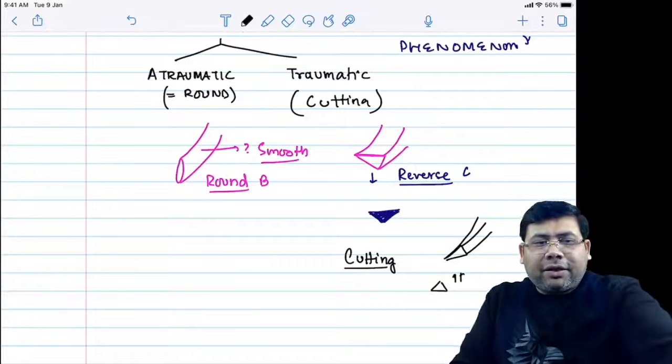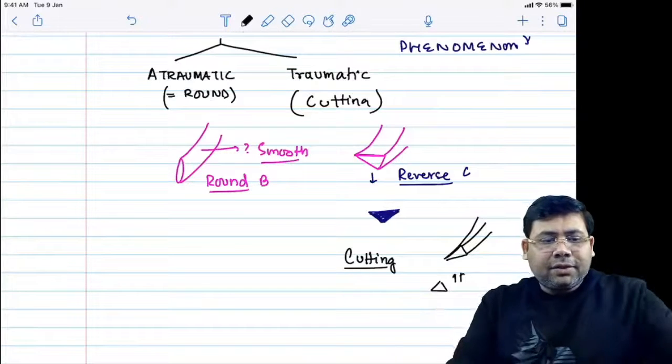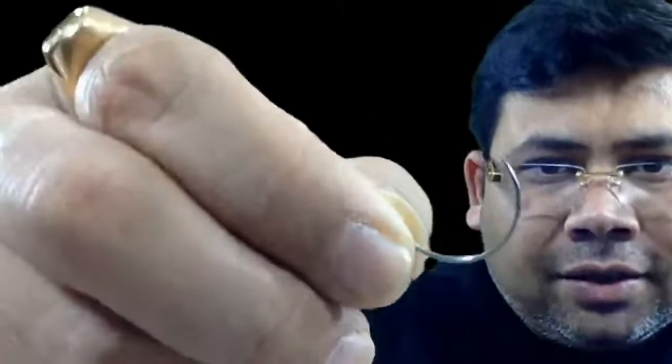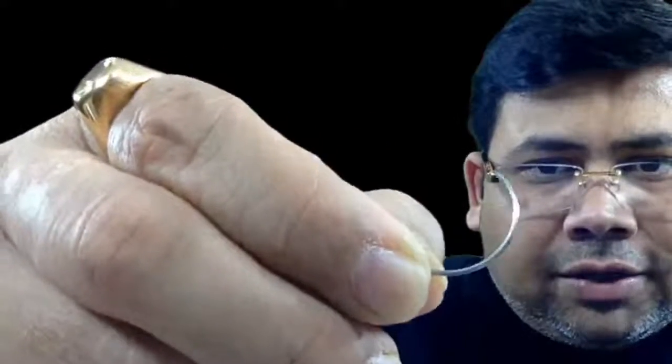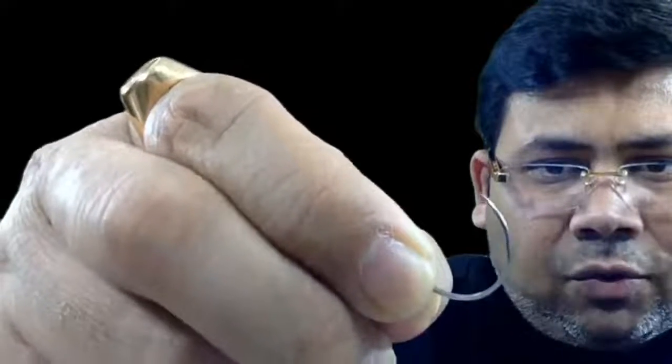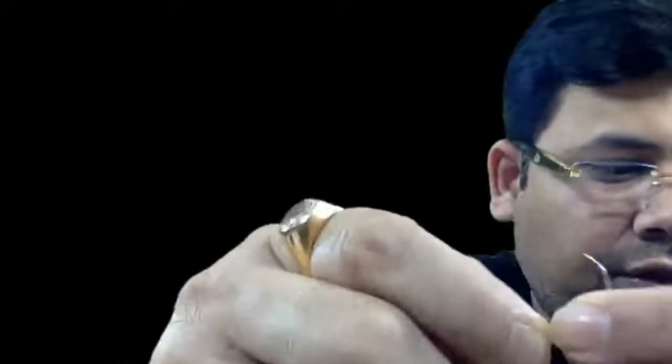Let us see everything in this. I'll try to explain this concept. Just try to see this needle. I've zoomed in so that you can see. This is a round body needle in front of you. Can you see? This is a round body needle.